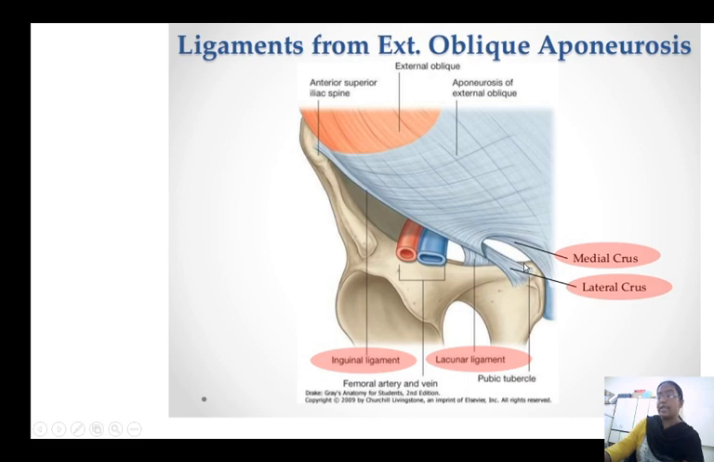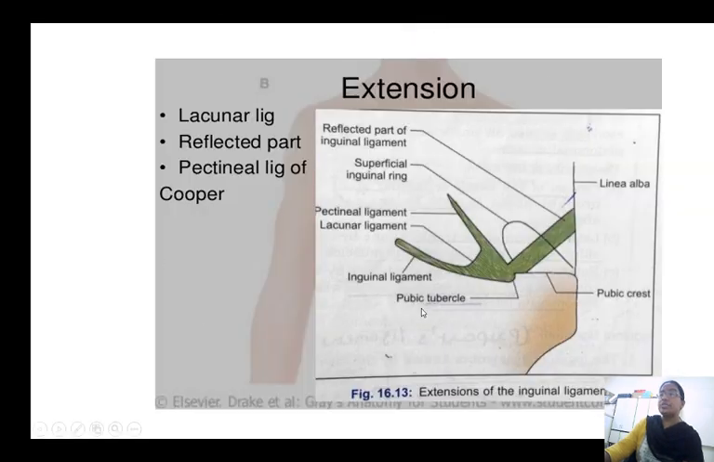There is an extension of the inguinal ligament which is called the reflected part of the inguinal ligament. Some of the fibers, the inferior fibers of the crus of the superficial inguinal ring, extend downward, backward and medially and get inserted into the linea alba. The same goes for the opposite side, forming a ligament called the reflected part of the inguinal ligament, because it is formed from the inguinal ligament's reflection.